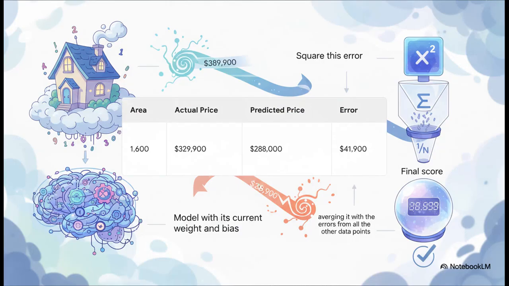Let's make this real for a second. Look at that 1,600 square foot house. The actual price is almost $330,000, but let's say our model's current guess is $288,000. That's an error of about $42,000. The loss function takes that error, squares it to make sure it's a positive number, and then it does this for all our other examples and averages them together to get one final score that tells us how wrong the model is overall.